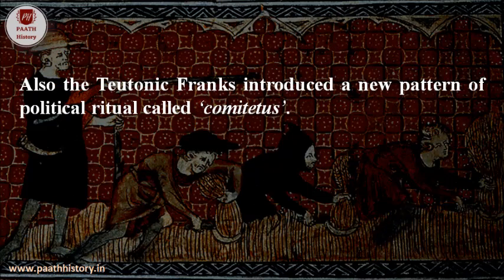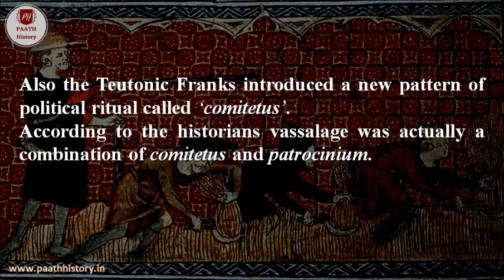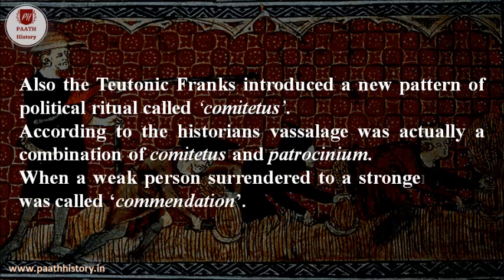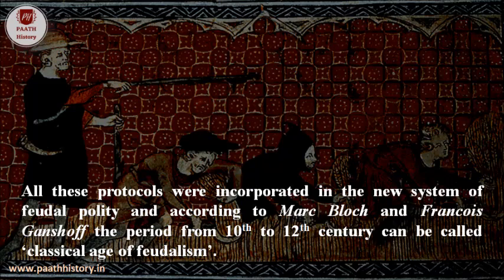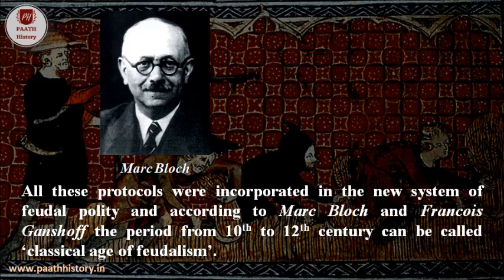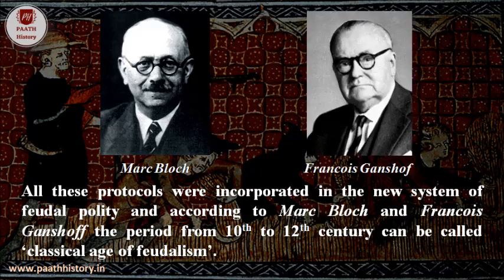Also, the Teutonic Franks introduced a new pattern of political ritual called comitatus. According to historians, vassalage was actually a combination of comitatus and patrocinium. When a weak person surrendered to a stronger one, it was called commendation. All these protocols were incorporated in the new system of feudal polity, and according to Marc Bloch and François Ganshof, the period from the 10th to the 12th century can be called the classical age of feudalism.